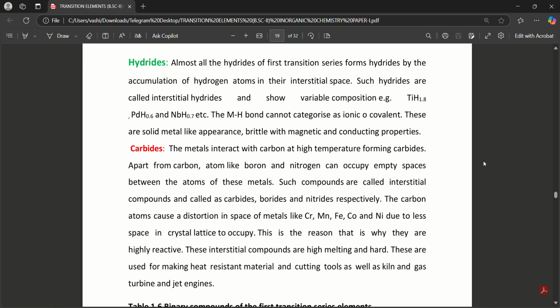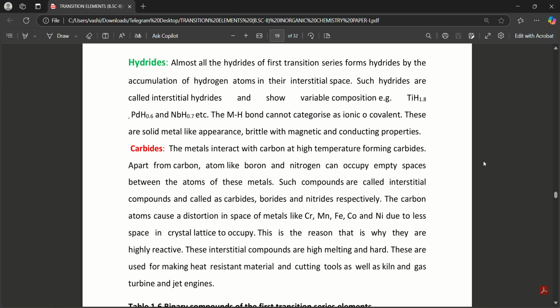Hydrides. Almost all the first transition series metals form hydrides by the accumulation of hydrogen atoms in their interstitial space. Such hydrides are called interstitial hydrides and show variable composition, as in TiH1.8, PdH0.6, and NbH0.7, etc. The M-H bond cannot be categorized as ionic or covalent. These are solid, metal-like in appearance, brittle, with magnetic and conducting properties.